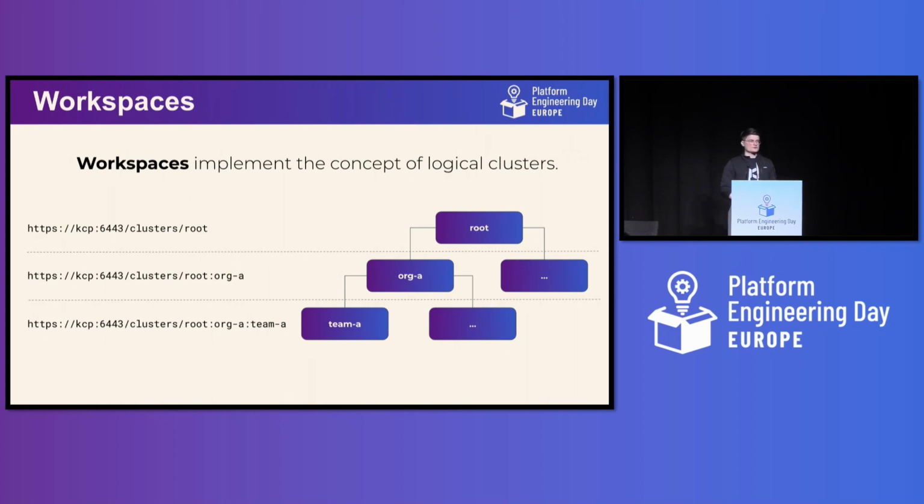So the resources are stored in a shared data store. KCP uses etcd just as Kubernetes, but it separates them in the etcd data store by workspace. So if you have a resource in one of the workspaces, then you won't see that same resource in one of the other workspaces because they are separated.